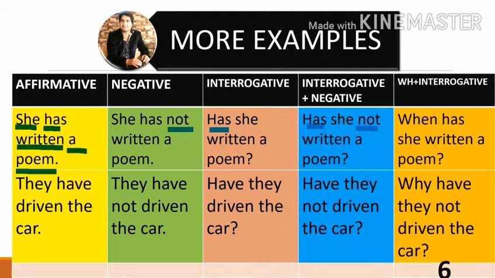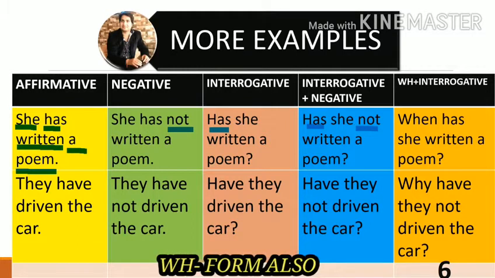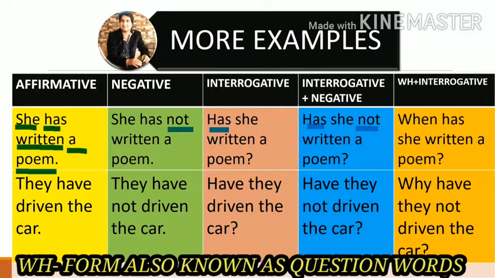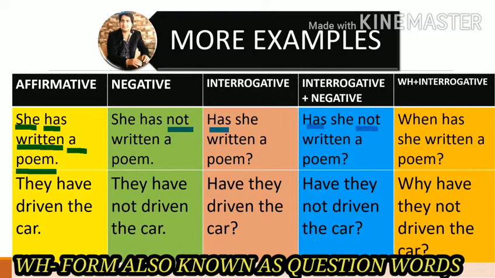And when we talk about WH, as we have already discussed, WH is a grammatical part of your English language, that means it's a WH form. WH form has another name, question words. So we can make any sentence a question if we write that sentence firstly as an interrogative, and then we make use of the WH form. Let us see this example.